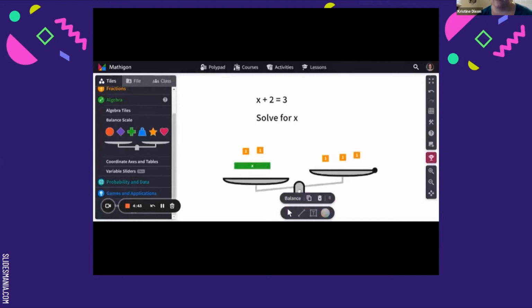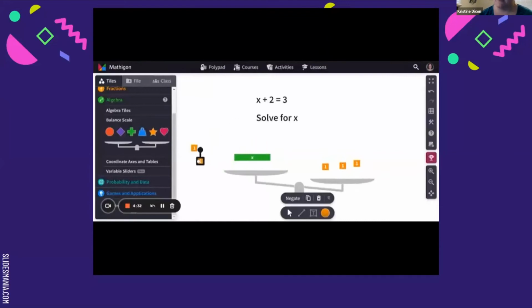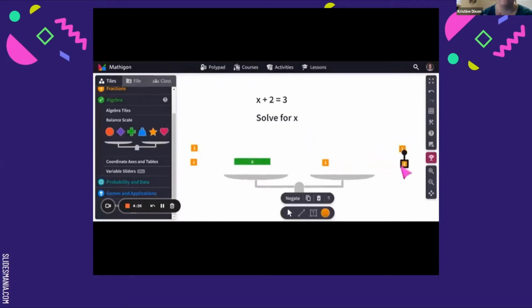And then I teach them to say, okay, to get x by itself, and you balance it. It's really cool. I don't know how they did it all, but then I say, okay, get x by itself. So you take off 2 from that side, but wait, you gotta take 2 from the other side. And then this is a visual representation of then we say, okay, x equals 1. I can type in my answer this way. So that's just one example of how Polypad can work, but there are many, many different tools within it.